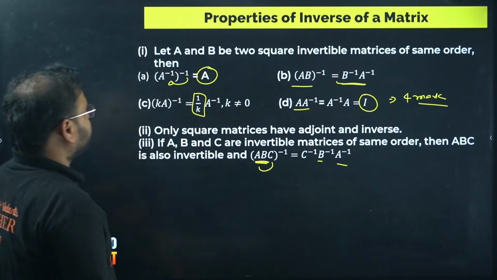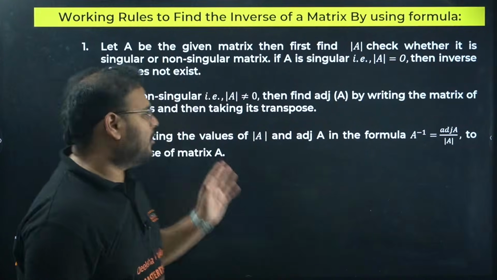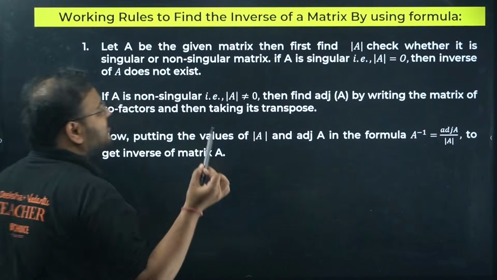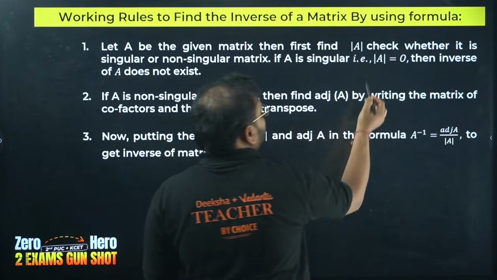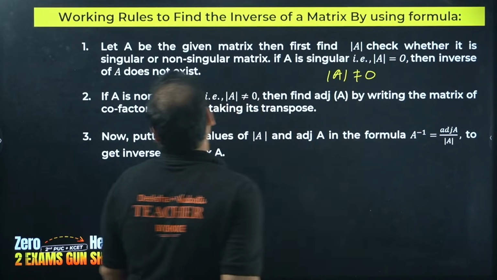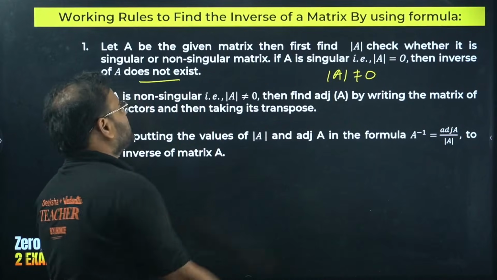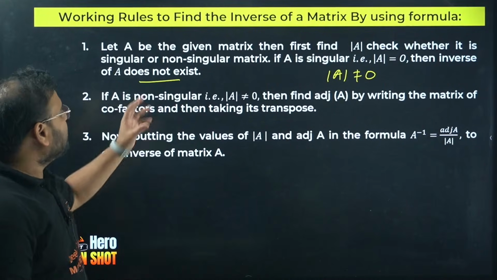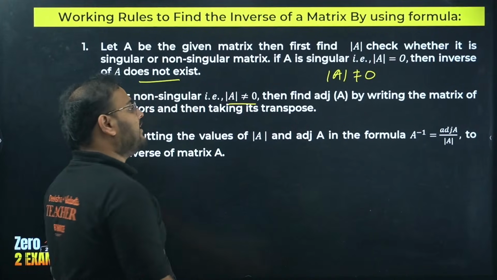Working rule to find the inverse of a matrix. Very simple rule, of course. You have to check first whether it is non-singular or not. When it is non-singular, meaning whenever this determinant value is not equal to 0, only then will we say the inverse exists. Otherwise, the inverse does not exist. Once it is non-singular, then we proceed. And how do we proceed? We proceed by finding the adjoint.